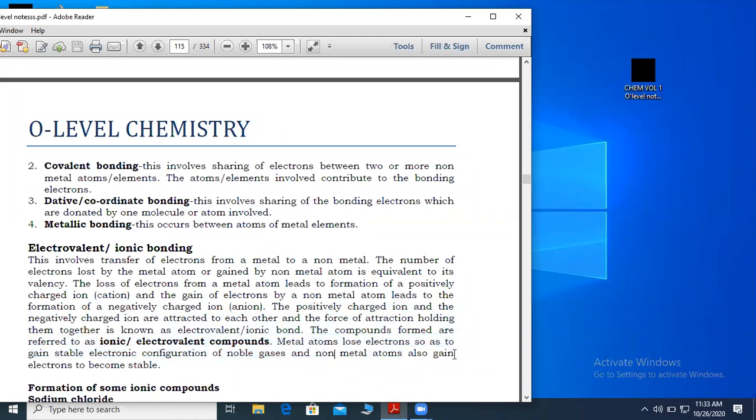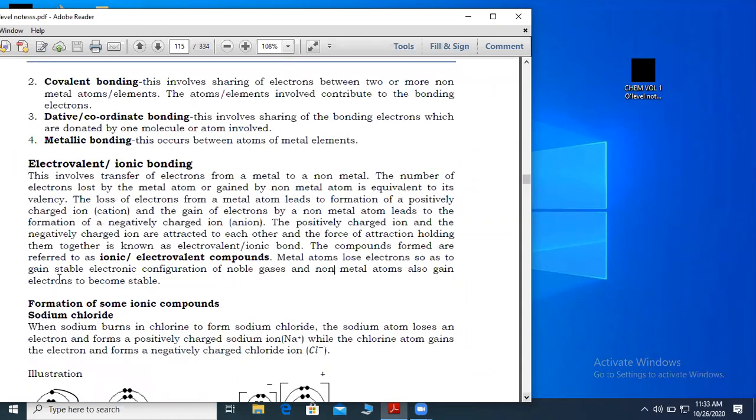Metal atoms lose electrons so as to gain stable electronic configuration, and non-metals gain electrons. Now, I want you to write this. It is not here. Write characteristics of compounds formed by ionic bonding. We say they are soluble in water.